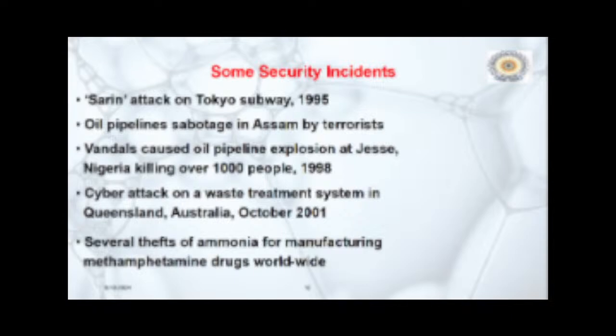There have been a lot of security incidents that make this more credible. There was a sarin attack on the Tokyo subway in 1995. There have been many oil pipeline sabotages, most of them not reported in India. Some of them are reported in Assam, by determined adversaries. In 1998, in Nigeria, people tried to steal oil from an oil pipeline, which caused an explosion killing 1,000 people. Many such incidents have happened in Africa.